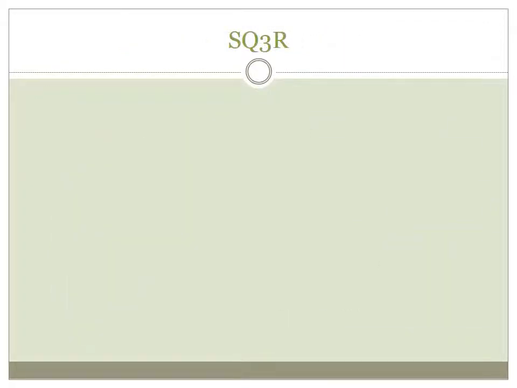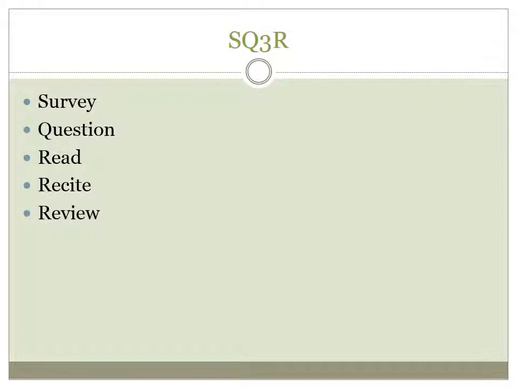So what is this SQ3R method? Well, the S is survey. Survey comes first, and then you're going to question what you're reading, read through, and the final two are recite and review before the test.